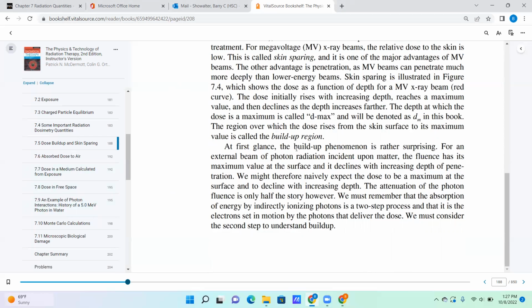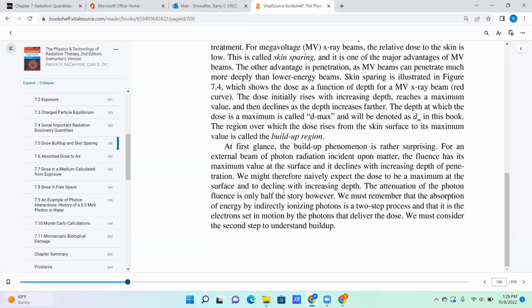So this can be surprising. For an external beam of photon radiation incident upon matter, the fluence is at its maximum value at the surface. Now that's the fluence, remember. That's going to be the number of particles going through a cross-sectional area. And it declines with increasing depth of penetration. So you might think that the dose would be at a maximum at the surface and then decline, because that's where the maximum number of particles would come in.